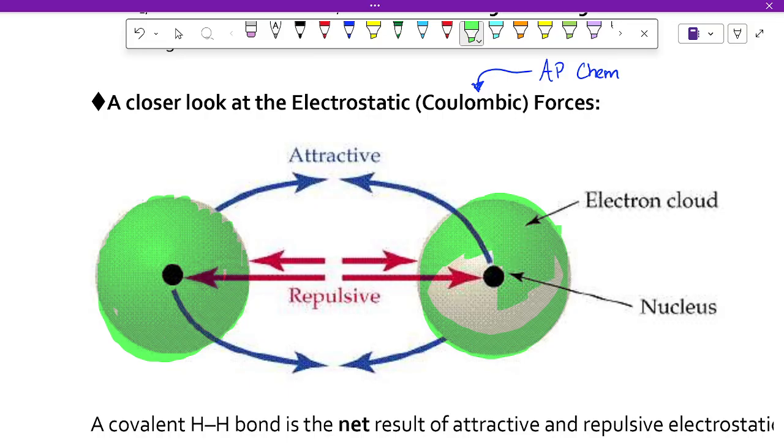So that electron cloud, of course, is what charge? The electron cloud is negative. So we got little negatives all through there, right? Electrons, electrons, electrons, electrons, electrons.